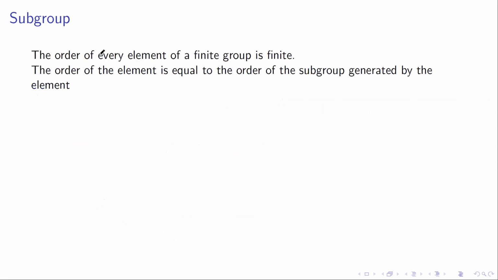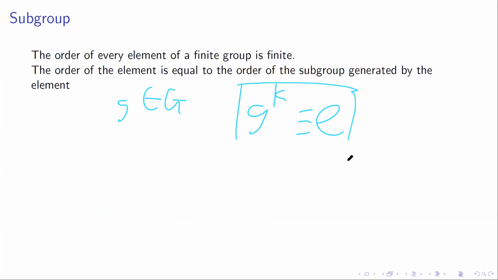Okay, so now let's try to prove this: the order of every element of a finite group is finite. How can we prove that if we have a group G, and I take an arbitrary element from G and raise it to some power k, it will get back to the identity element? How can we prove this? Some intuition.